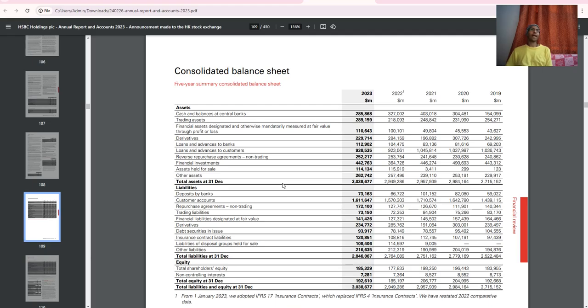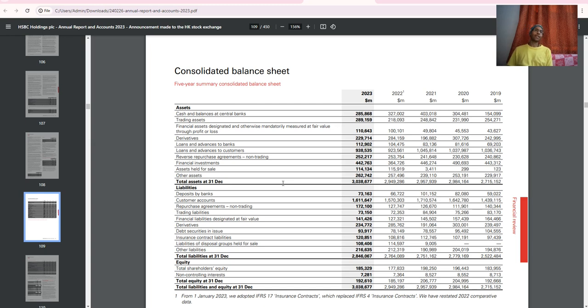So friends, here I have the balance sheet for HSBC Bank. You can see here there is a single mention of assets: cash, trading assets, financial assets, derivatives, loans and advances to banks, loans and advances to customers, reverse repurchase agreements, non-trading financial investments, assets held for sale, and other assets. There is no mention of current or non-current assets. So this is an ideal example of liquidity based representation.